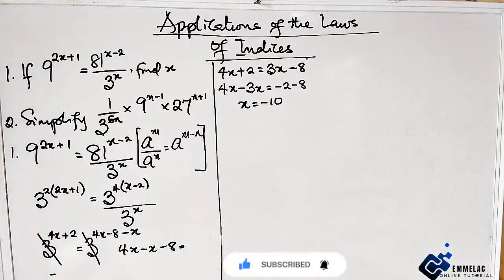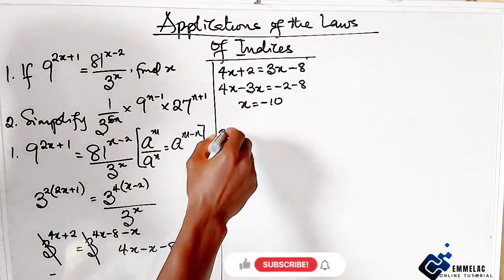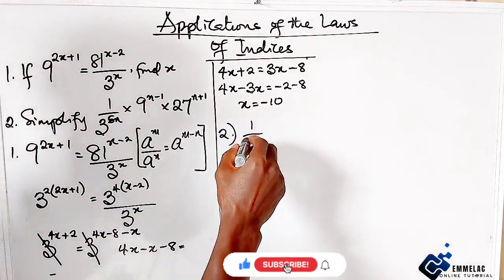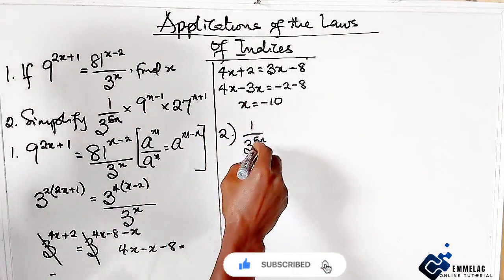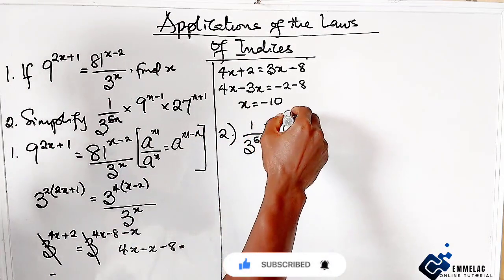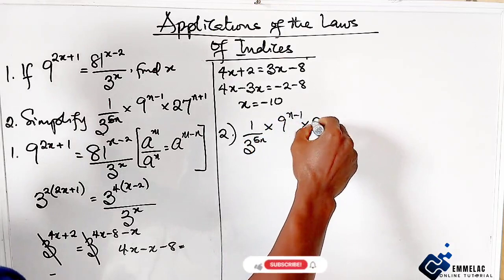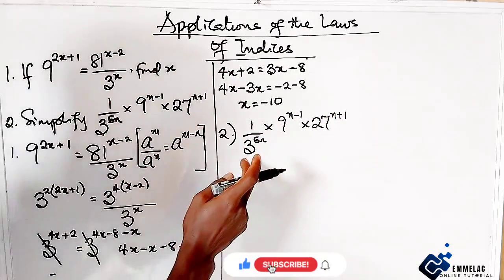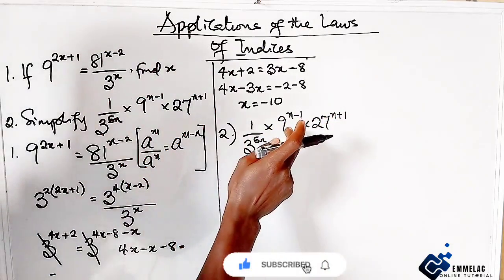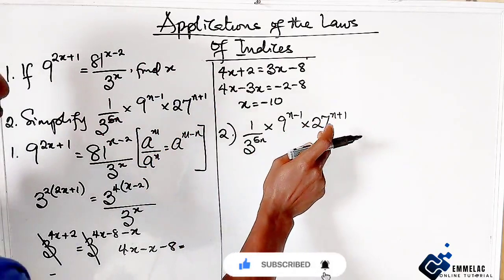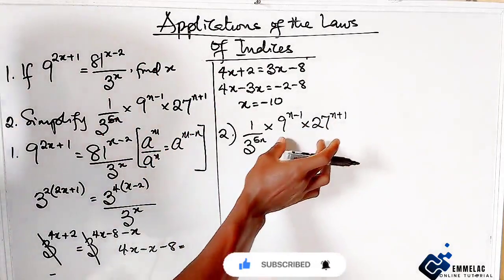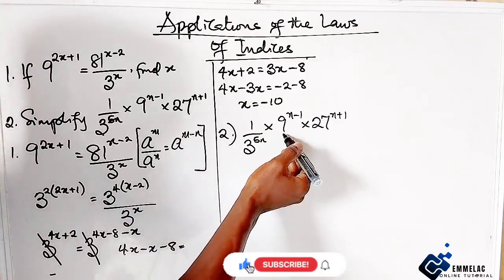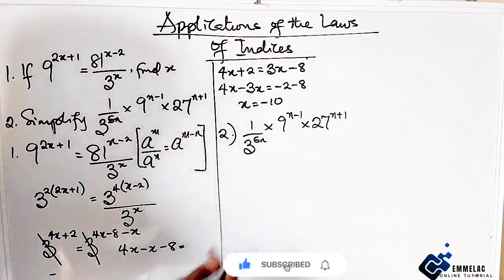Alright, now the second one. Here you have 1 over 3 raised to the power of 5n, times 9 raised to the power of n minus 1, times 27 raised to the power of n plus 1. Since we have a base of 3, it's also a factor of 3. Not really because of the factor, but because this is a perfect square of 3 and this is a perfect cube of 3.